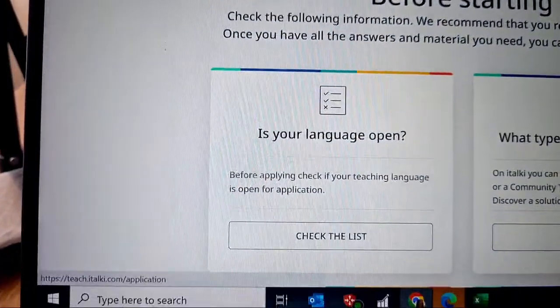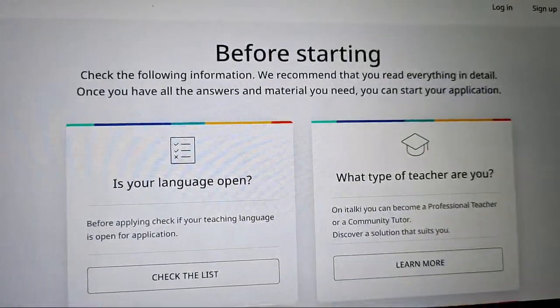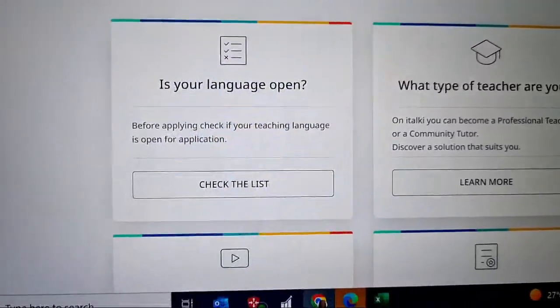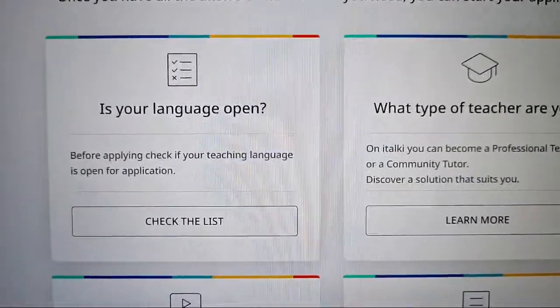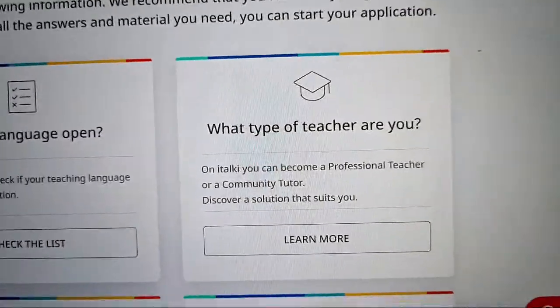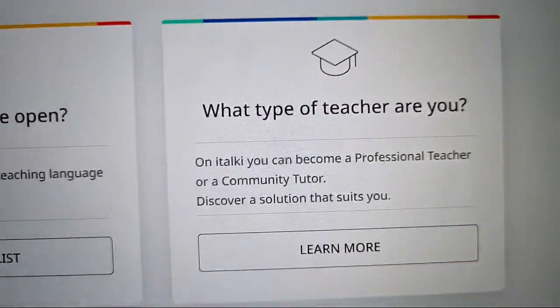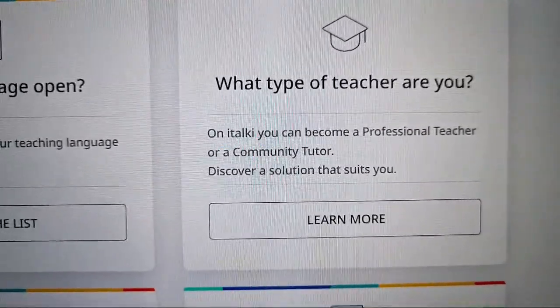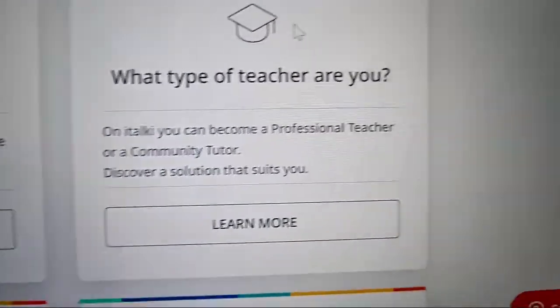That's what I've done. So before starting, check the following information. Read everything in detail so you can see. This is the part I was talking about. Is your language open? And what type of teacher are you? Let's start with the type of teacher. On Italki, you can become a professional teacher or a community tutor. Discover a solution that suits you.